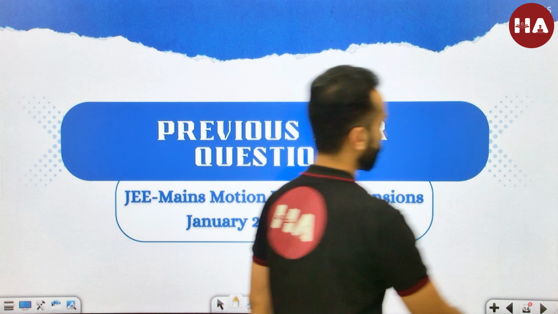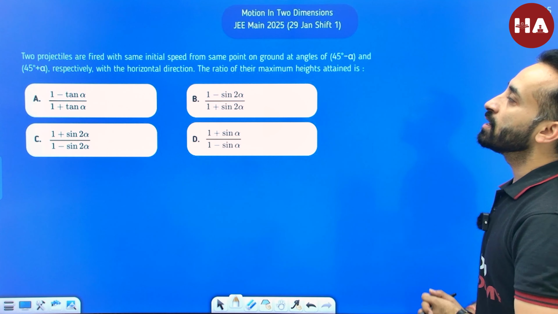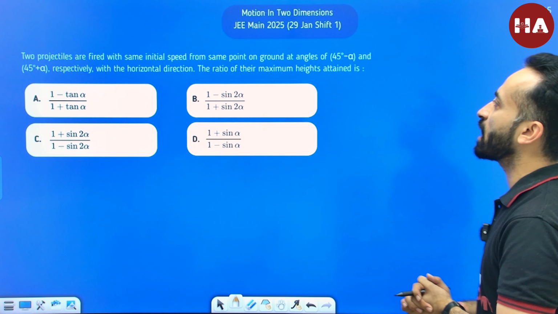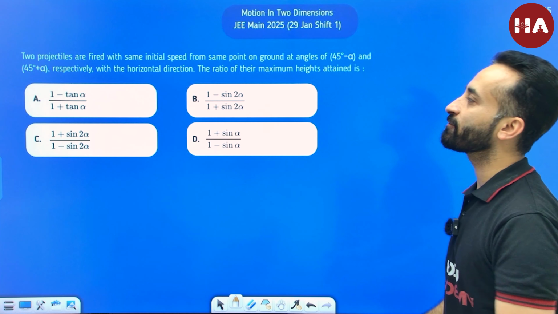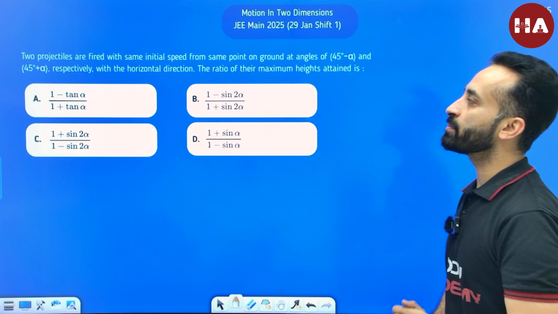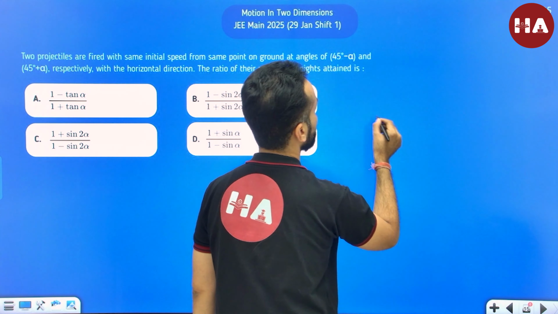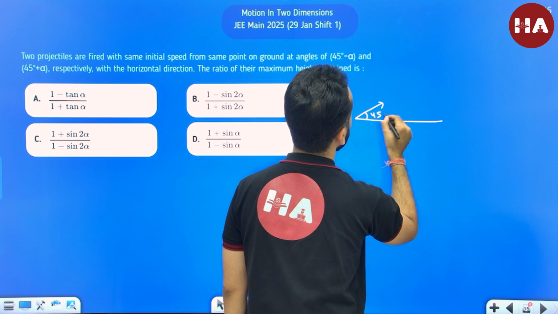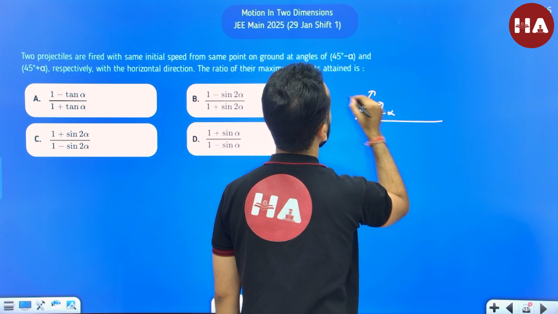Alright students, the first question is from 29 January shift 1. Two projectiles are fired with the same initial speed from the same point on ground at angles of 45 minus alpha and 45 plus alpha. So that's clearly a case of complementary angle projection. The ratio of their maximum heights attained is... one projectile is fired at 45 minus alpha and the other at 45 plus alpha.